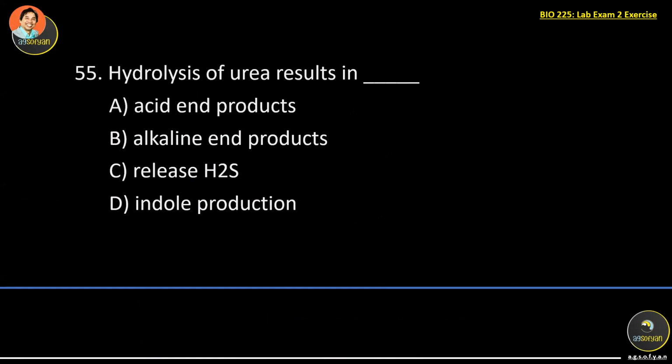Hydrolysis of urea results in, we just mentioned that, what is the result? The alkaline end products. Okay, pH increase, above 7, maybe 8, 9, 10. It will change the color.